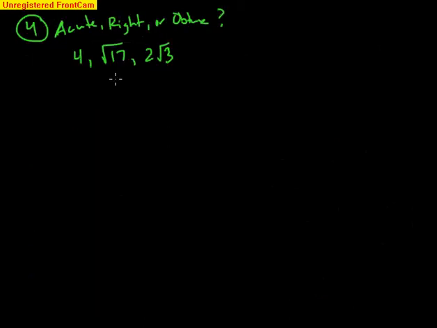Okay, so here's the 4th problem we'll do. This is from 9.3. Is the triangle acute, right, or obtuse? Okay, and we have the 3 side lengths here. Now remember, when you have these radicals, you need to figure out what they are, because the longest side has to go by itself. So the square root of 17 is 4.1. And 2 radical 3 is 3.46 or 3.5. So notice, they're all kind of close, but this is the longest.